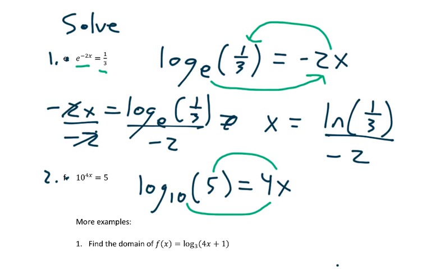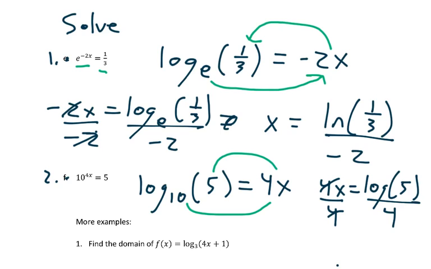So how do we get x? This is easy. We just divide. So we have 4x equals log of 5. Notice I didn't write the base in there because for log base 10, you don't have to write 10. That's what we saw just before. So we divide both sides by 4. 4's cancel. We get x is log of 5 over 4. Good. All right. So that's good.